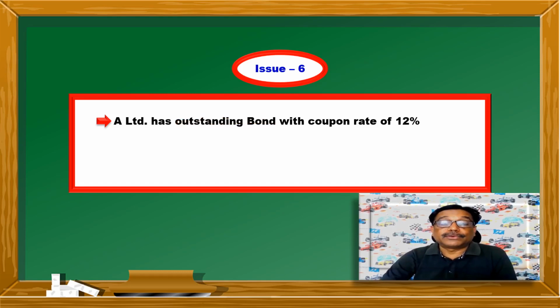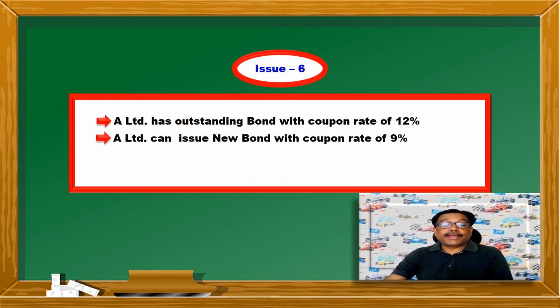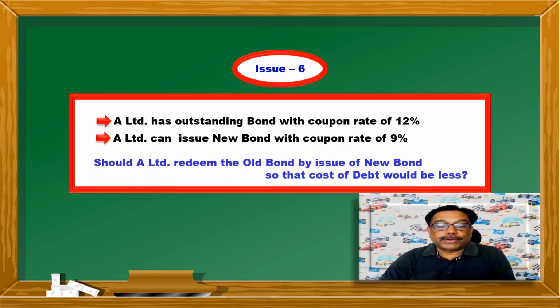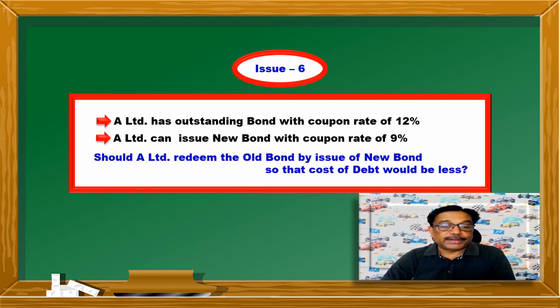Okay. Now, A Limited can issue a new bond with a coupon rate of 9%. Looking into these two, one point should strike your mind.